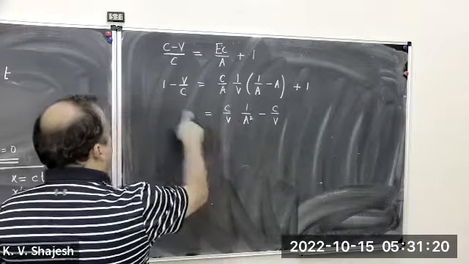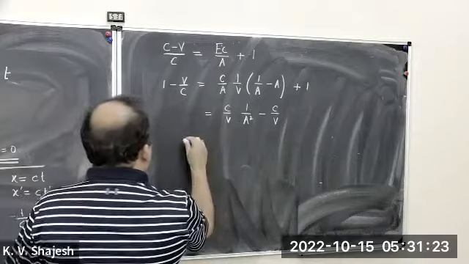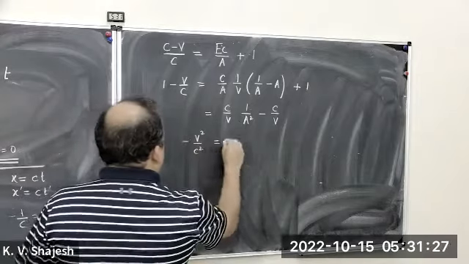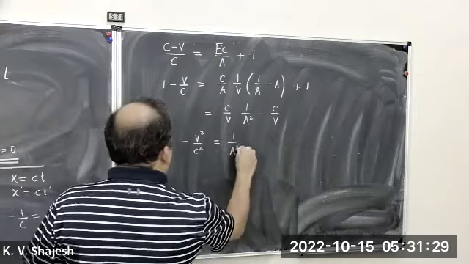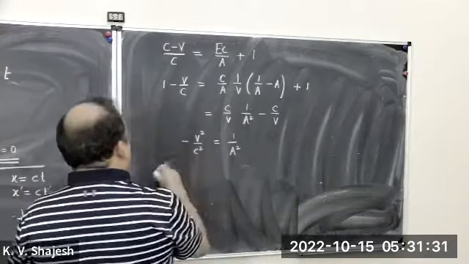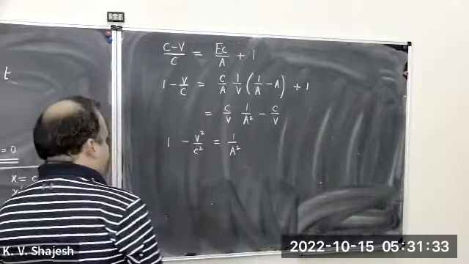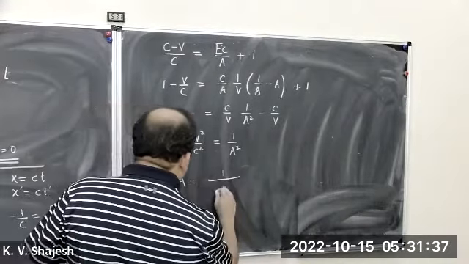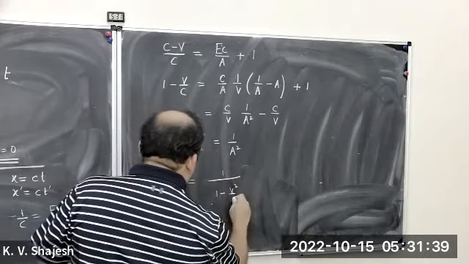1 cancels out, bring this c over v on the other side, so I have v square over c square is equal to 1 over a square, and bring that 1 on this side. So that's 1 here. And so we have A is equal to 1 over 1 minus V square over C square.